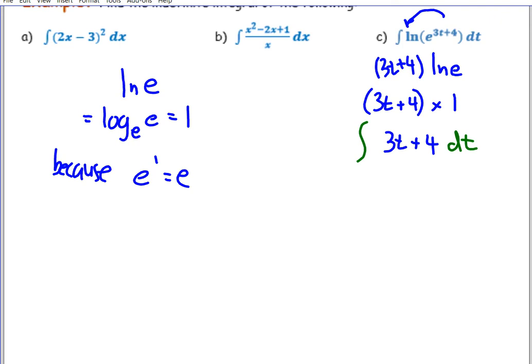What kind of function is 3t plus 4? Linear. Nice. What would be its y-intercept if it was graphed? It was 4. Is it a positive or negative gradient? Positive.